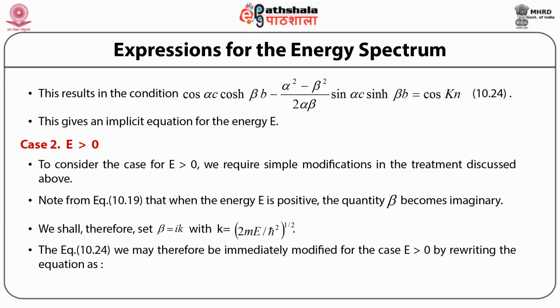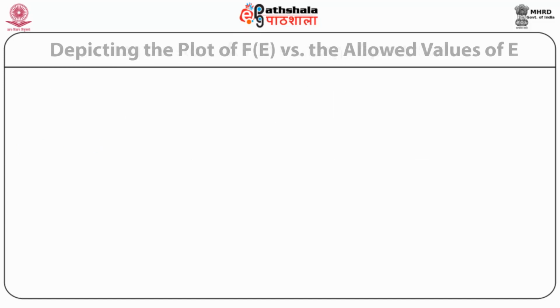The equation 24 may therefore be immediately modified for the case E greater than 0 by rewriting the equation as cos of alpha c into cos of kb minus alpha square plus k square divided by 2 alpha k into sin alpha c into sin kb is equal to cos of kn. This equation can be again seen as an implicit equation for the energy E.